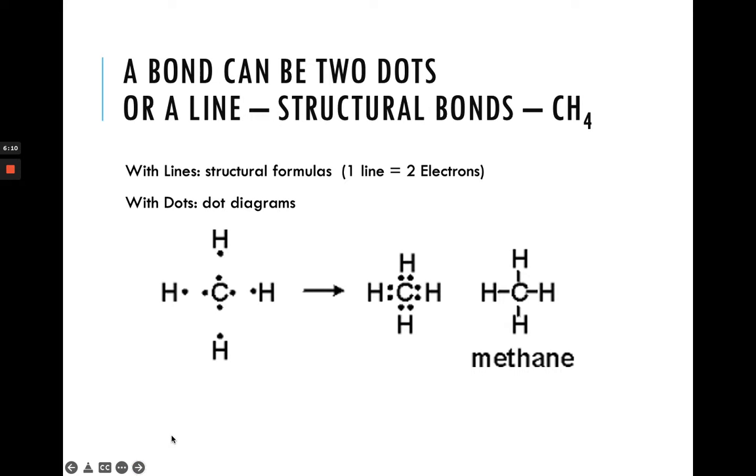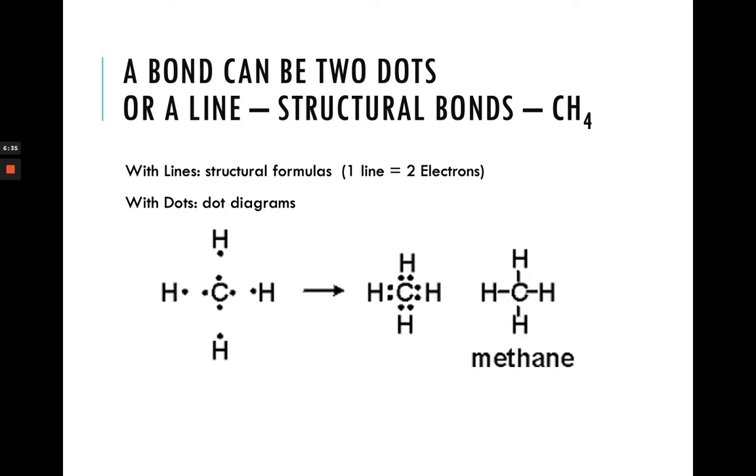Okay, so a bond can either be represented in these structures as 2 dots, or if they're bonded, we can use a line. So with a line, we get these sort of structural formulas, okay? So one line equals 2 electrons. So here is, again, the formation of the covalent compound with covalent bonding, CH4, methane.